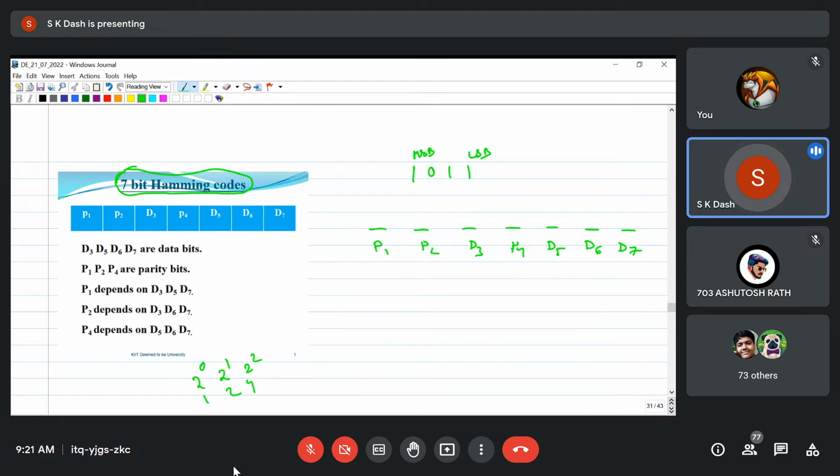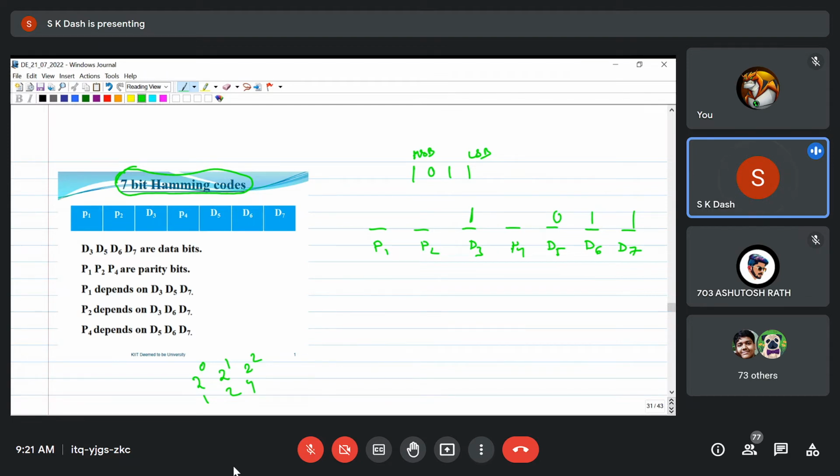The remaining positions will be data. So D3, D5, D6, D7 are the data bits. The most significant bit will come here, and the least significant bit will come in D7. So this will be 1011.